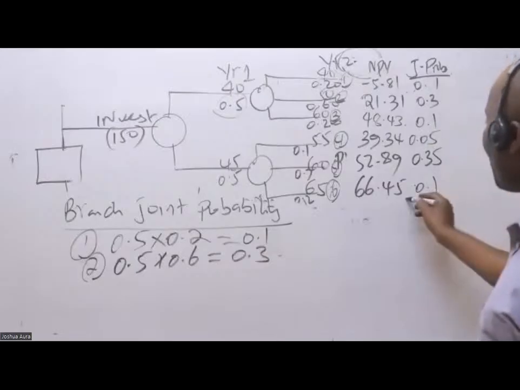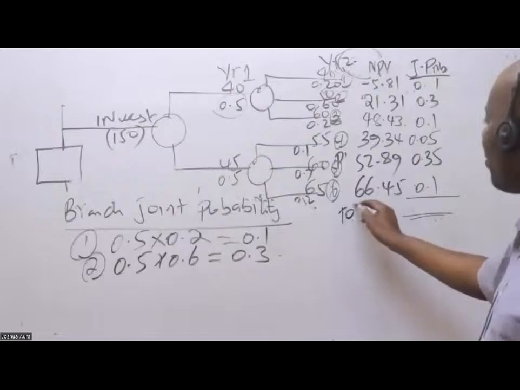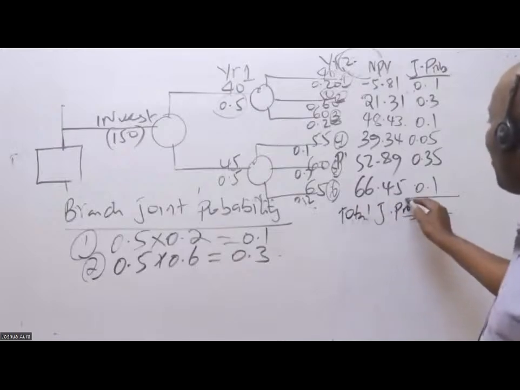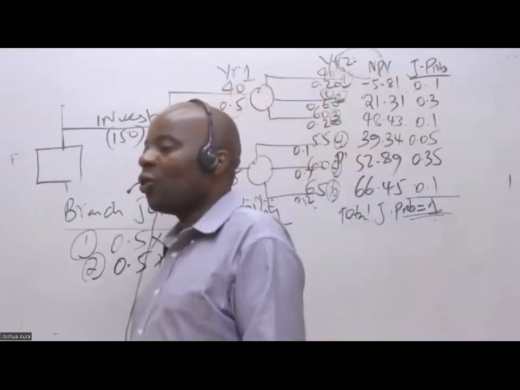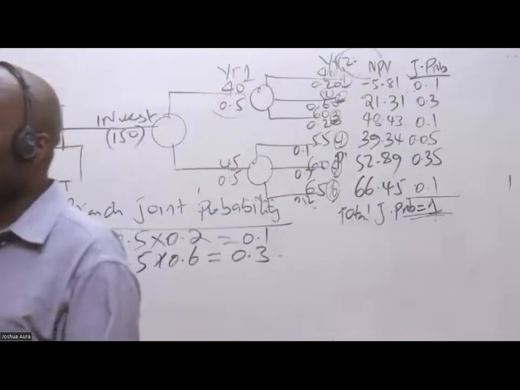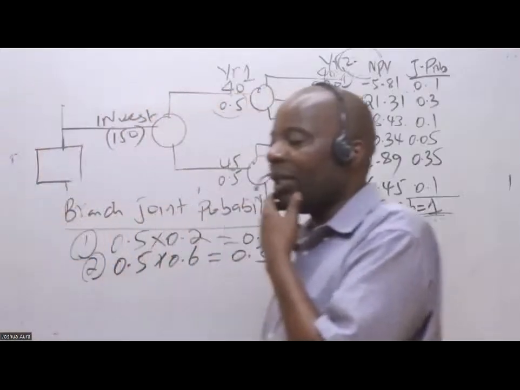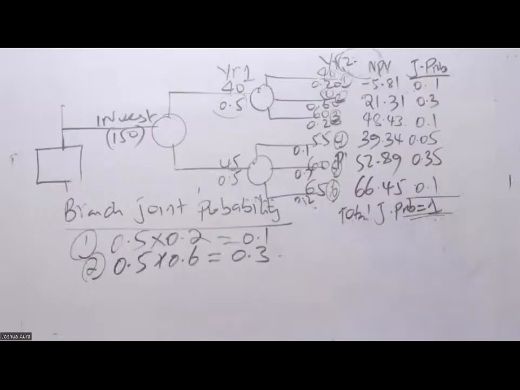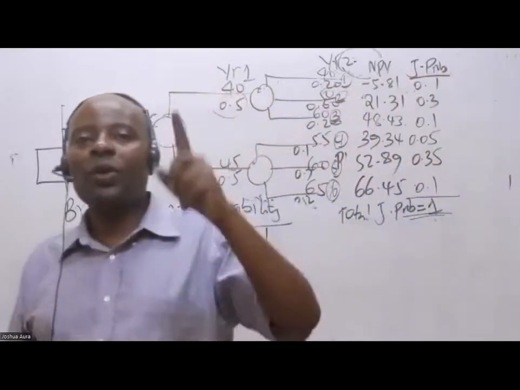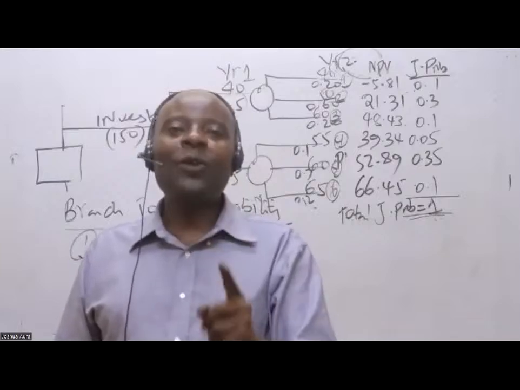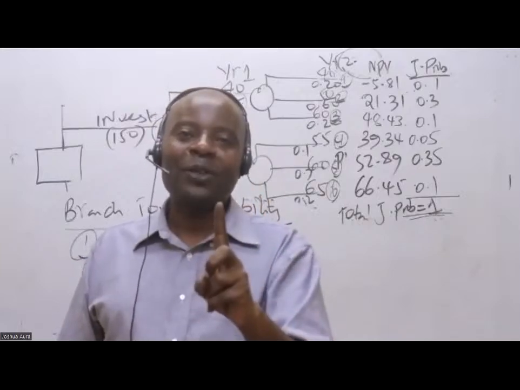That the total joint probability, if you add all of them, must always be equal to 1. Is there somebody who has been able to confirm? Yes. So in an exam, when you compute like that and get a total joint probability of 1, then know that you are en route to success.